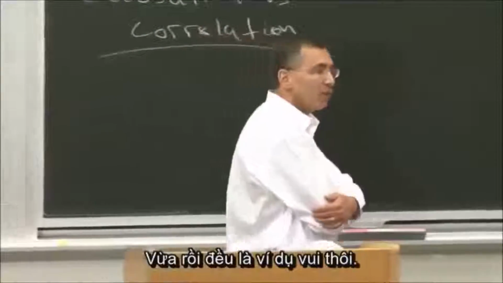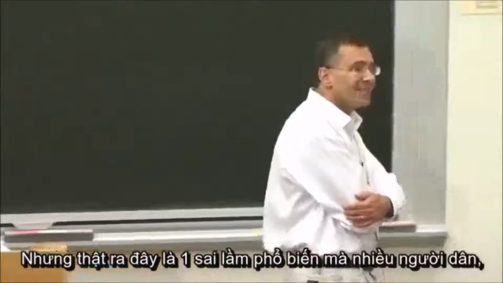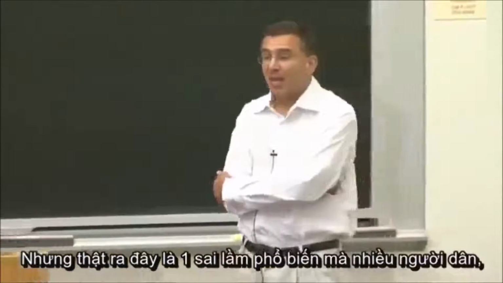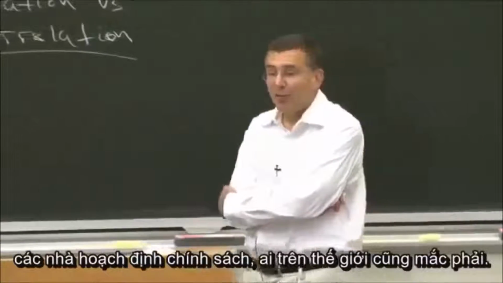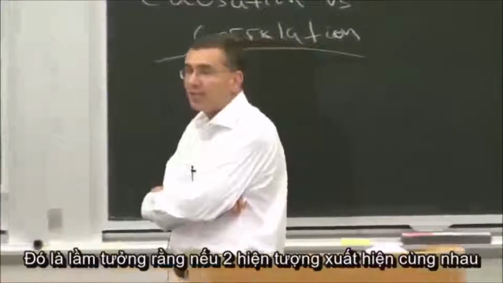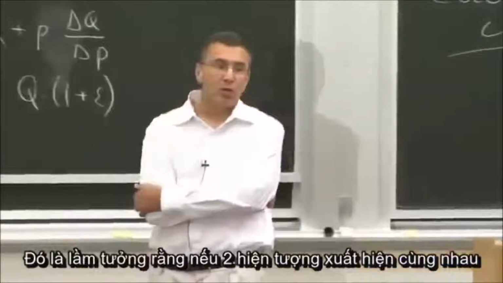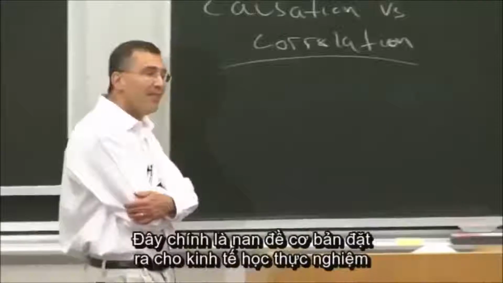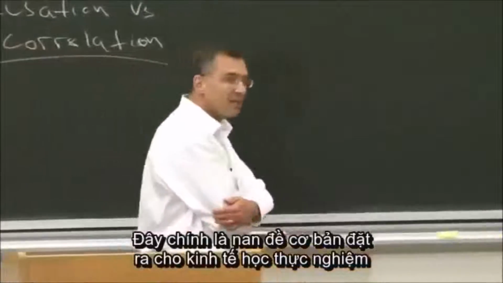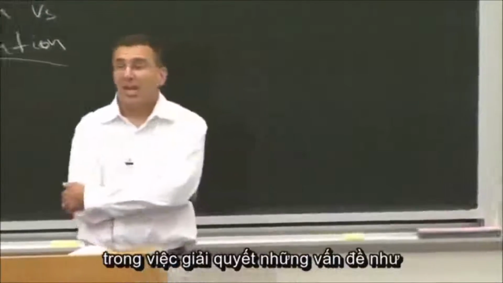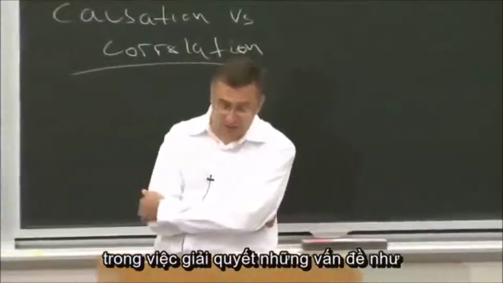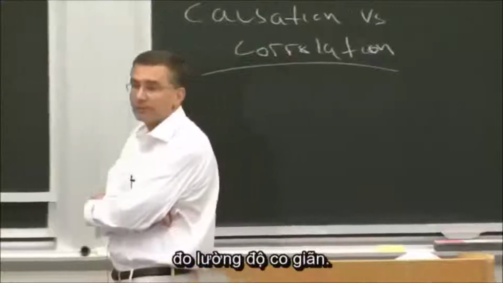Now, these are all fun examples, but the truth is this is a common mistake made by citizens, policymakers, everyone in the real world. Is taking two things that move together and assuming one causes the other. And this is the fundamental conundrum facing empirical economics and trying to address these kinds of things like measuring elasticities.